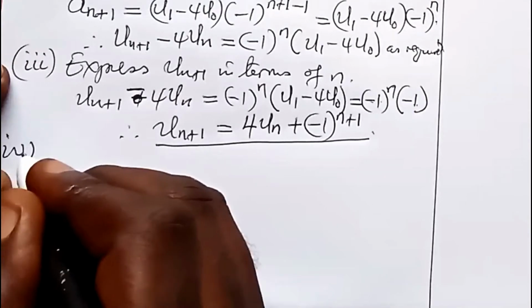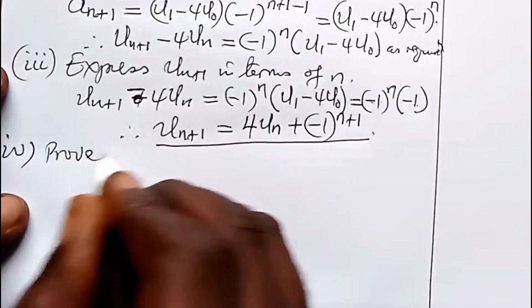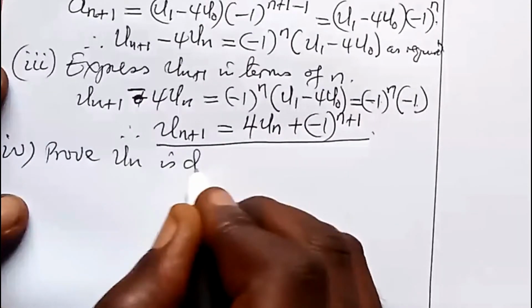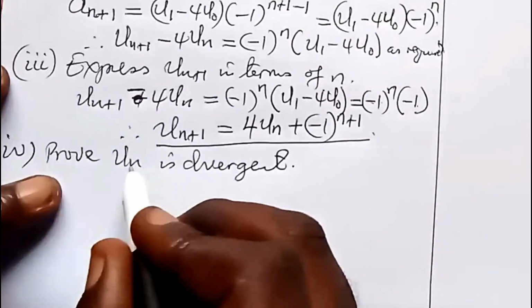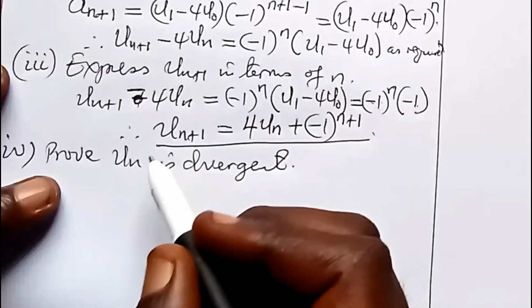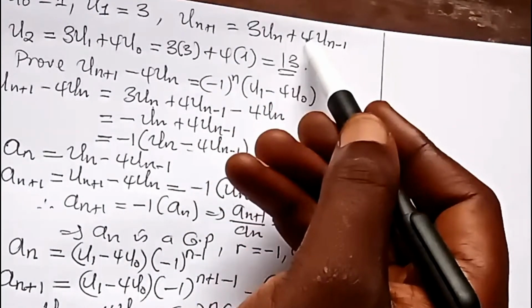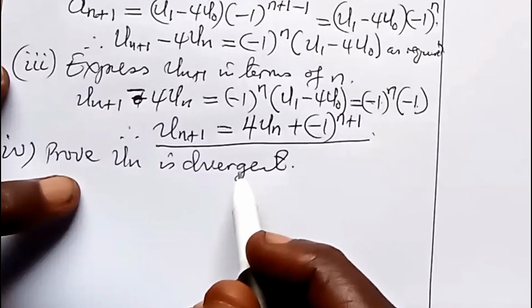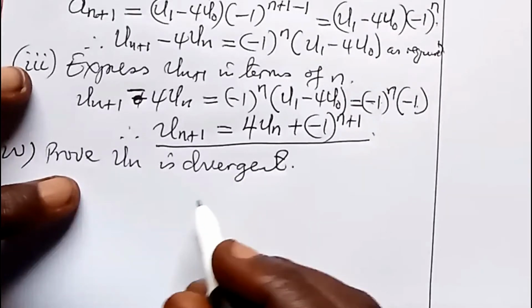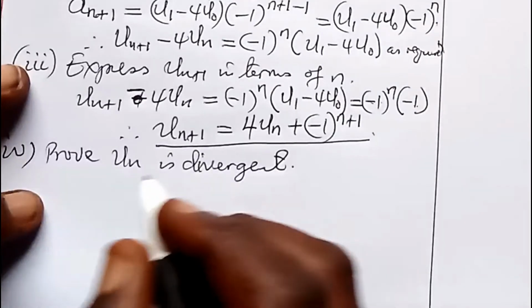In Roman 4, we are asked to show that u_n is divergent. In the case where u_n is given recursively, like in this question, you can see u_{n+1} equals 4u_n plus (negative 1) to the n plus 1. Once u_n is given recursively, we seek to find the limit of u_n, and once it is unique, we can conclude that it is convergent. Otherwise, it would be divergent if it is not unique.